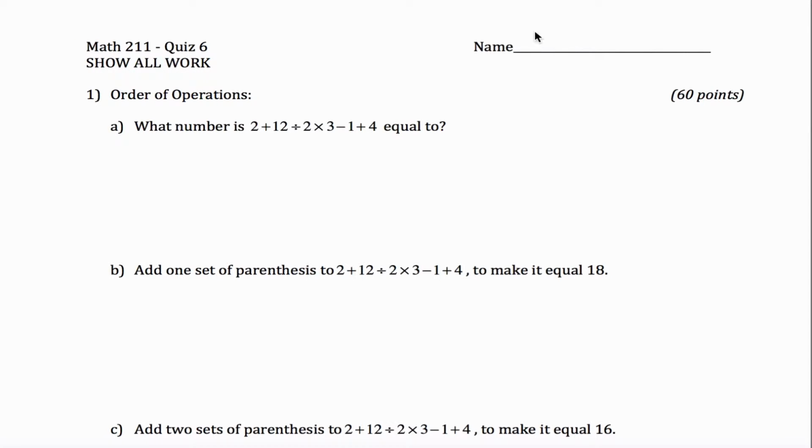All right, here are solutions for quiz 6 for Math 211. A couple problems here, well, a couple sections anyways. The first section has to do with order of operations. So you're given this jumble kind of like we had in class and asked what it's equal to.